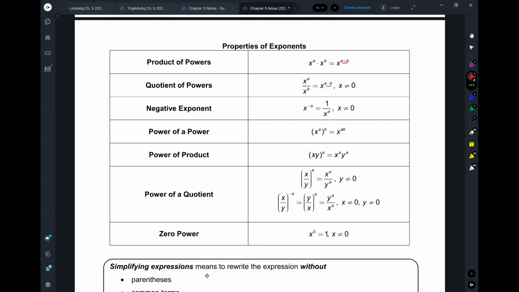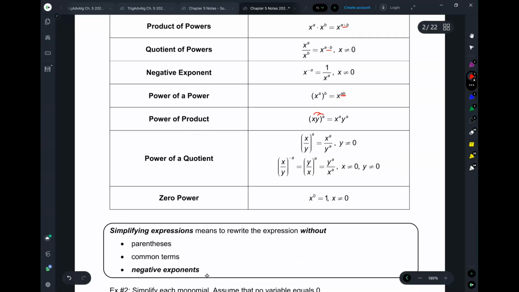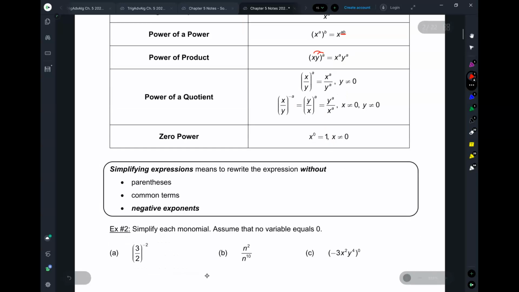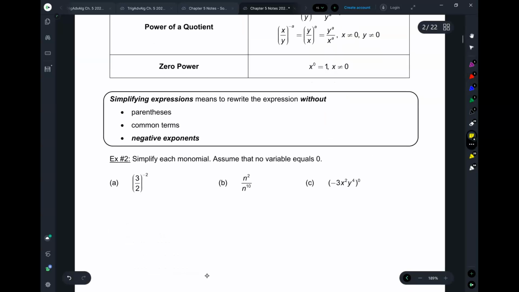Power of a power, if you have x to the power of a to the power of b, you multiply the exponents. Power of a product, if you have something like this, you kind of like distribute the exponent. Same with the quotient. And then 0 power, anything to the power of 0 is 1. Okay? All right, so let's simplify some expressions, and we're going to use all of them. If you have an expression that you need to simplify, that means they have to be without parentheses, no common terms to add or subtract or combine, no negative exponents.